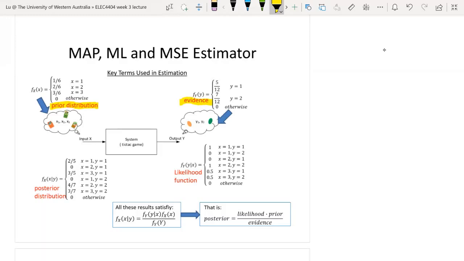Regarding the two conditional distributions, the first one is conditioned on the y observation. So this conditional PDF or PMF is actually the posterior distribution. Finally, if x is used as the condition, so x is the input, then the conditional PMF or PDF is the likelihood distribution.